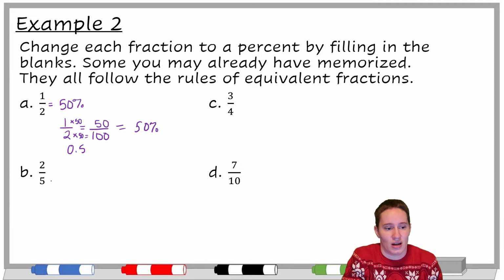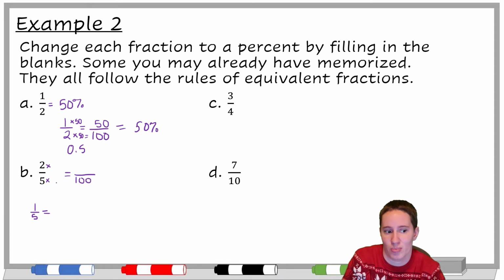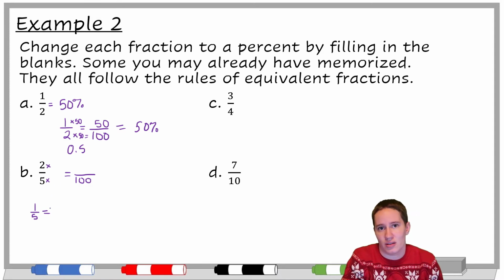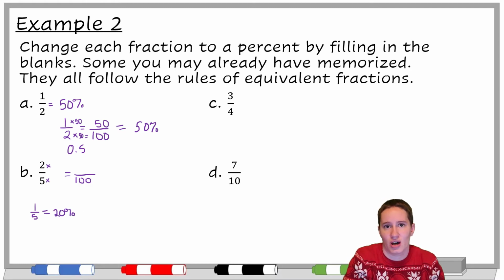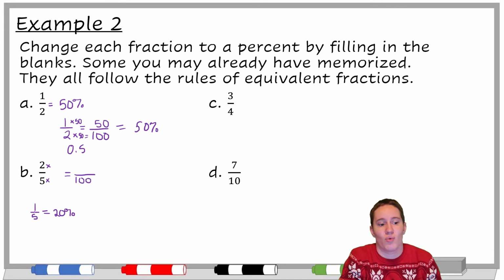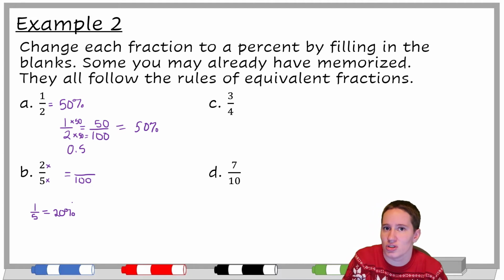I would say on this one, I like the idea of doing 5 times what gives us 100 on the bottom to figure out what we need to times the top by. That is, again, if we don't have it memorized. And part of memorizing here is that you may have 1/5 memorized as a decimal or percent and not 2/5, but we can use that to help us, right? So 1/5 as a percent is 20%, because think about being a fifth of 100%. That'd be like 100 divided by 5, which is 20. So if 1/5 is 20%, how much should 2/5 be?